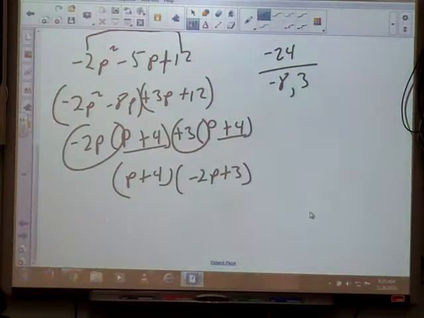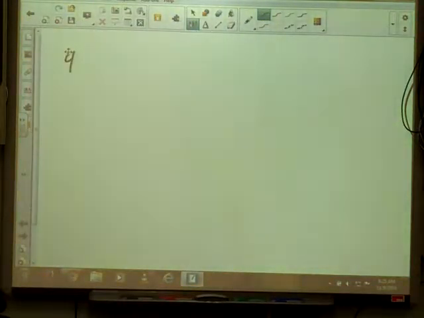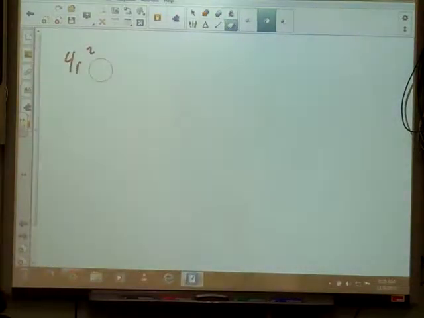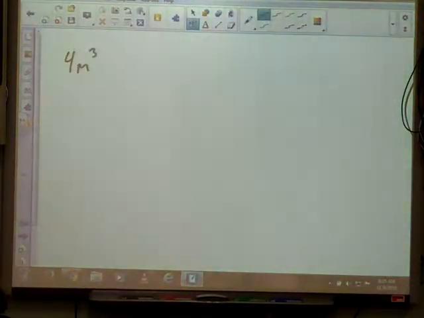All right, couple more. Is that a wrap? Couple more. 4m cubed. That's a cubed. I wrote a square. 4m cubed plus 2m squared minus 6m. All right, do we got a GCF?